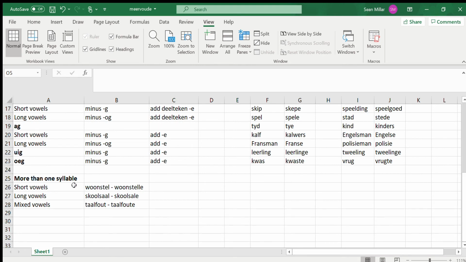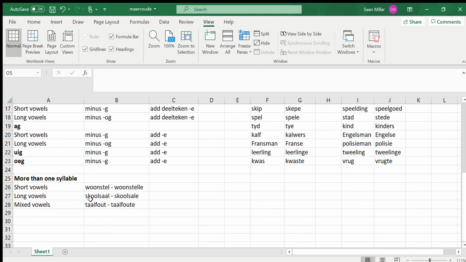Then more than one syllable. This is a very broad rule and doesn't apply to everything, but in general, short vowels. So if you have a word like woonstal, you mustn't look at your first syllable. So woon would be the first syllable. You look at the last syllable, which is stal. You can see that that is a short vowel because it only has one vowel, E. Double the last consonant, add an E.